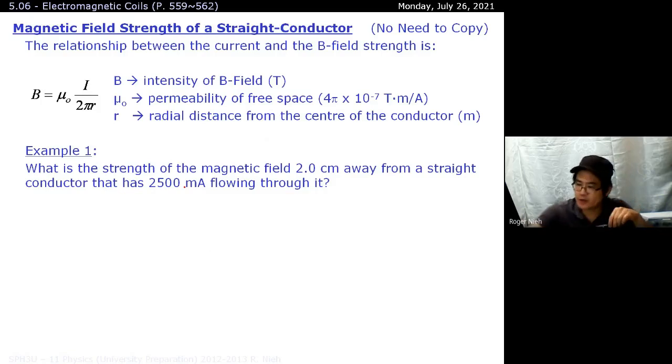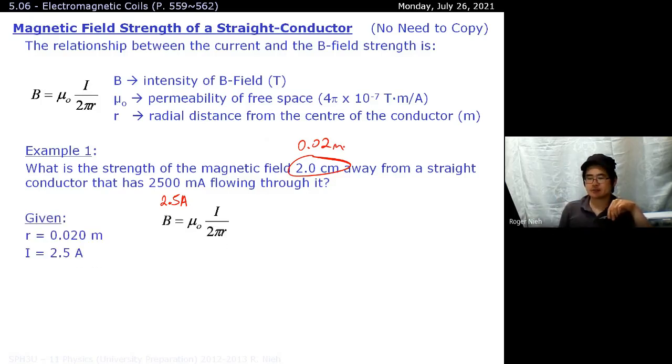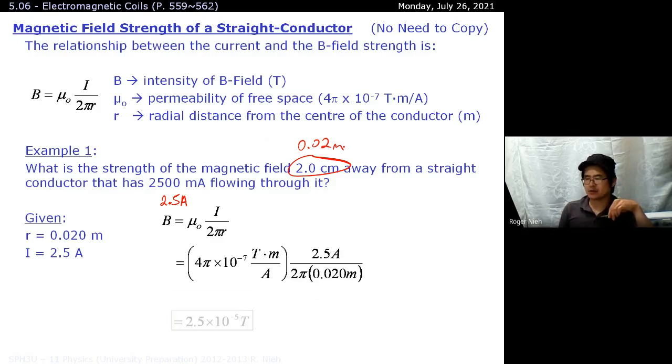One thing to watch out for is that current needs to be measured in amperes, so that's 2.5 amperes. And distances, as before, are always in meters. So make sure you convert that into 0.02 meters for your r, the radial distance. Sub everything in, crunch it through, and you're going to get a tiny number, something to the negative 5 Teslas.